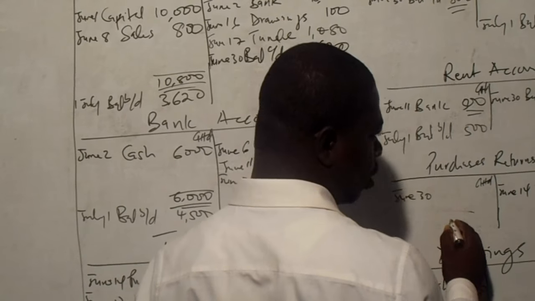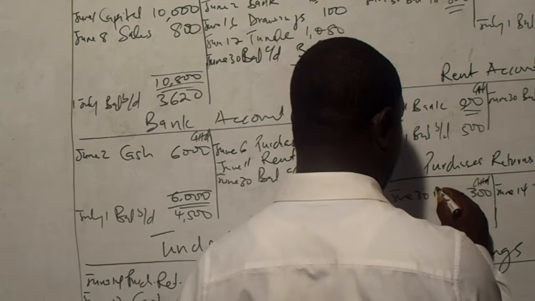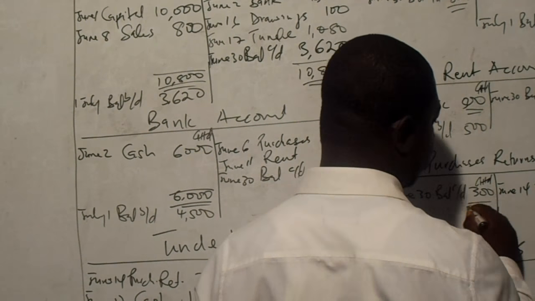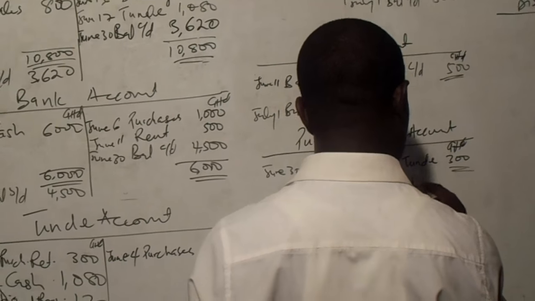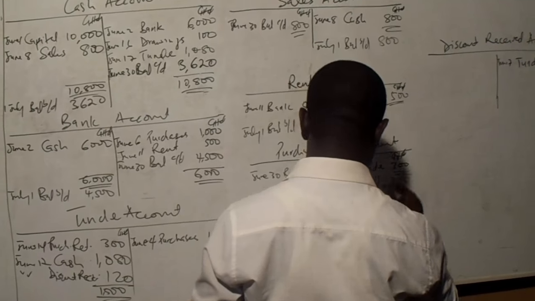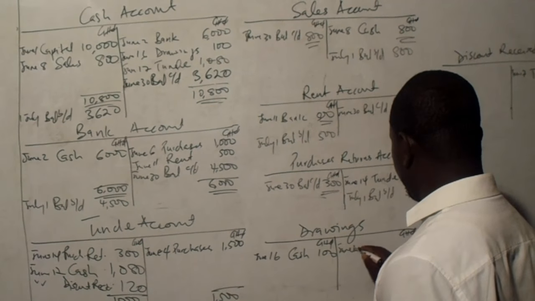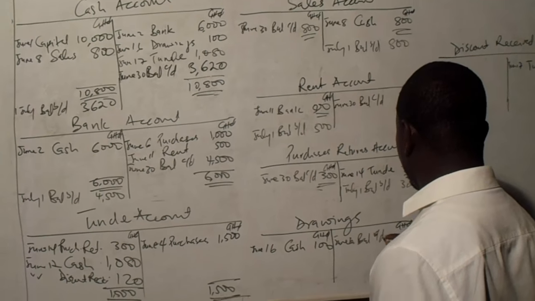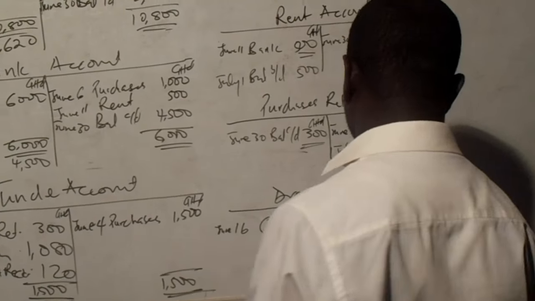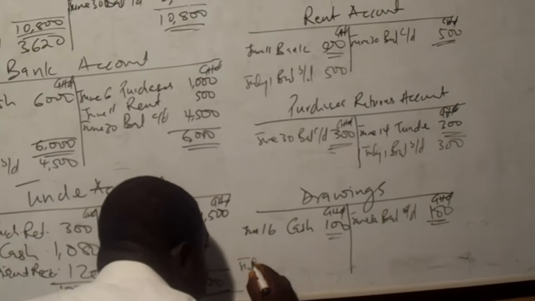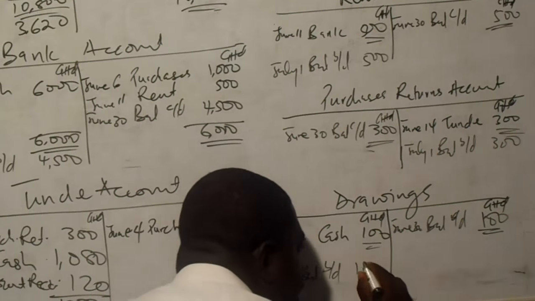June 30th, a purchase return, 300 as our balance carried down. And then July 1st, our balance brought down is 300. Then drawings is only one entry, so we call it balance carried down on the opposite side, 100. Then you close it off, come to the opposite, July 1, balance brought down of 100.